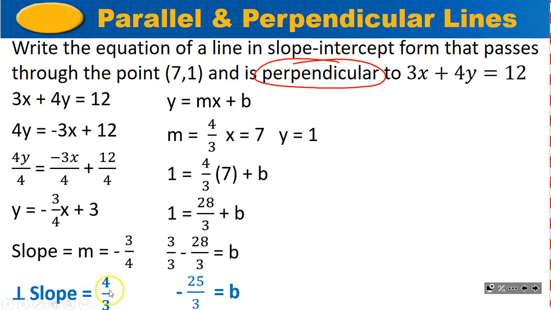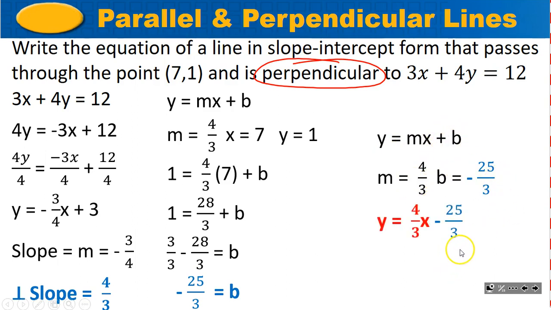So now we have our slope, 4/3 here, and our new b, and we're going to plug those back into this equation, y is equal to mx plus b. So we're going to put our m here, which is 4/3, and our b there, which is negative 25/3. That's going to give us y is equal to 4/3 x minus 25/3.